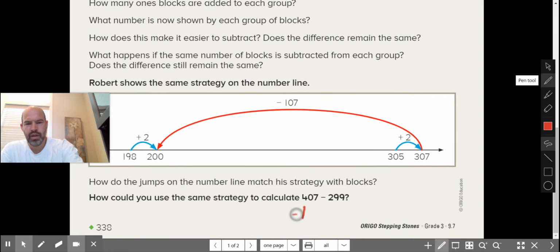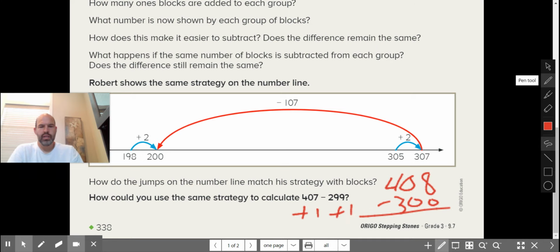So if we add one more to here and we add one more to here, now our new problem is 408 minus 300. Okay, so using standard algorithm, can you solve that problem really fast? Sure. 8 ones take away 0 ones is 8. 0 tens take away 0 tens is 0. 400s take away 300s is 100. So quickly we come up with the answer.